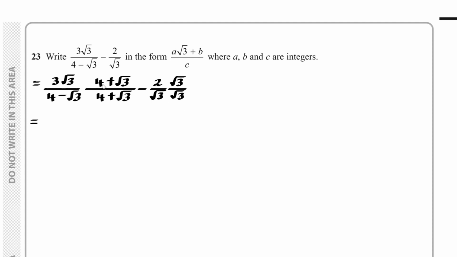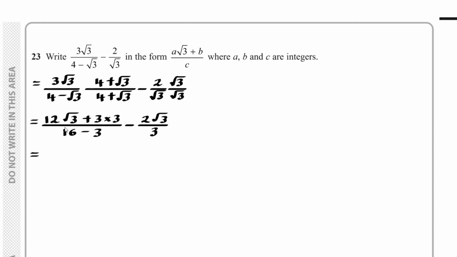So let's see what we can simplify. I've got 3 root 3 times 4, which is 12 root 3. And then I've got 3 root 3 times root 3, which is the same as 3 times 3, because root 3 times root 3 is 3. On the bottom, I've got a difference of 2 squares. I've got 4 times 4, which is 16, and then I've got root 3 times root 3, which is just 3. So I've got 16 subtract 3. And then I subtract, well, here I have on the top 2 root 3, and on the bottom I've just got root 3. So now I can simplify this even further.